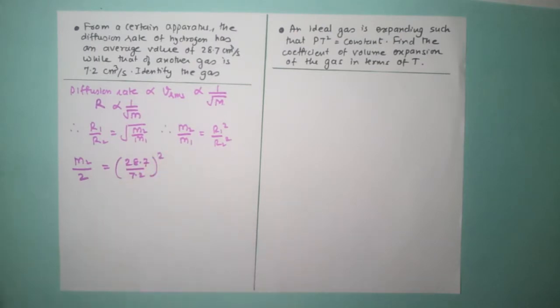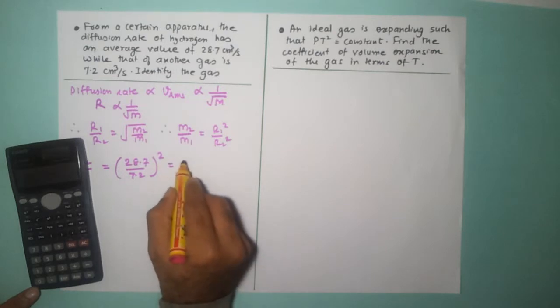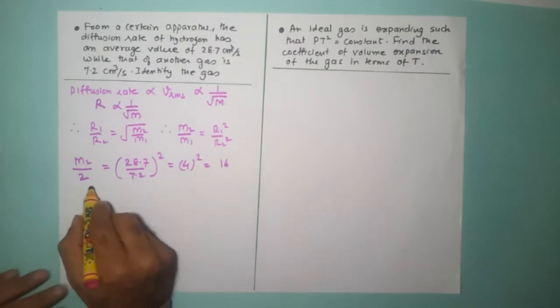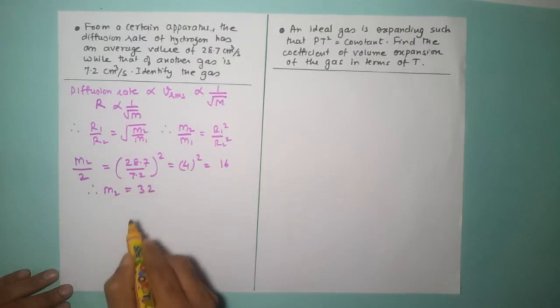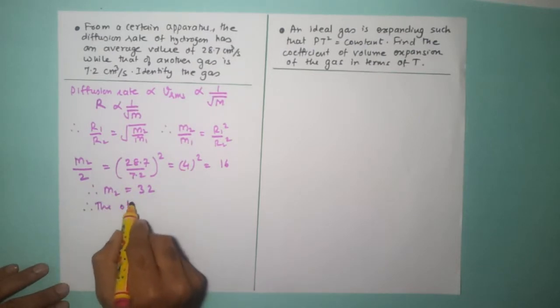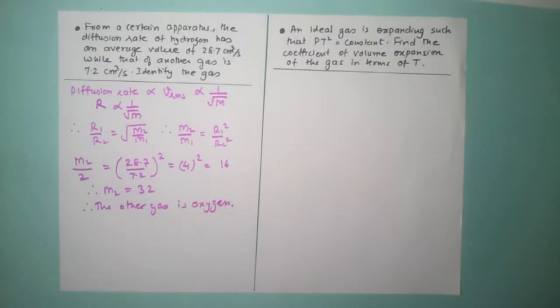Let us do this calculation. What do we get? 28.7 divided by 7.2 is 3.98. So approximately this will be equal to 4 square, and that will give me 16, and therefore I get M2 as 32, and the gas which has a molecular weight of 32 is oxygen. Therefore the other gas is oxygen. This is how we get an idea about the molecular weight, and from that we are able to guess which gas it is.